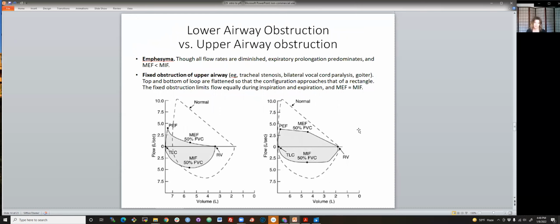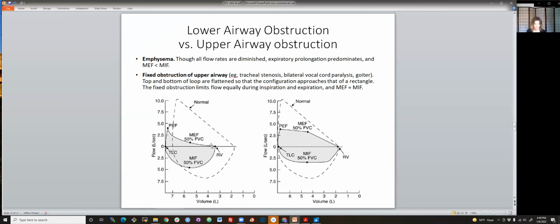This diagram represents the difference between a lower airway obstruction versus an upper airway obstruction. On the left side, we have a depiction of an emphysemic flow volume curve. All the flow rates are diminished, inspiratory and expiratory flow, but expiratory flow prolongation is more obvious, it predominates. In this situation, the maximal expiratory flow is significantly less than the maximal inspiratory flow.